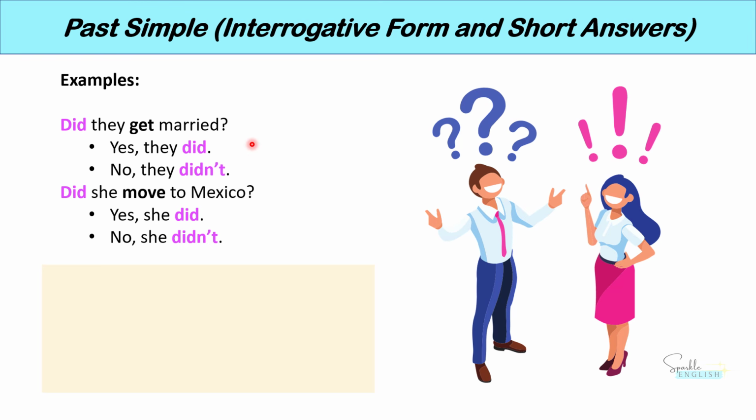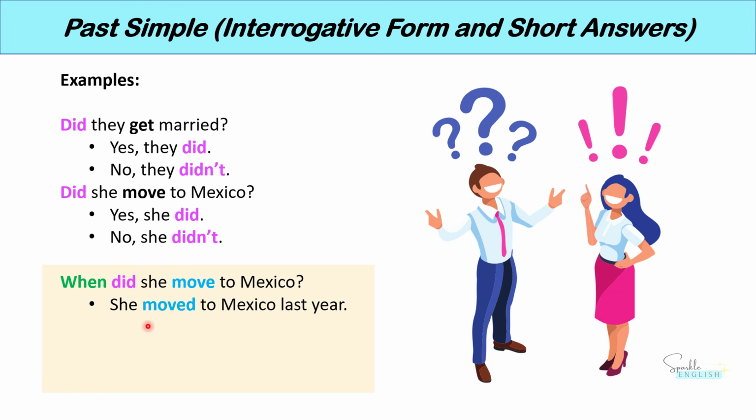Now, what happens when we want to ask questions where we have to give more information? For example, we would start with a question word like when. When did she move to Mexico? If someone asks a question like this, and it begins with a question word, we can't say, yes, she did. They are asking about the time. When did she move to Mexico? So then we would answer in the affirmative form. She moved to Mexico last year.